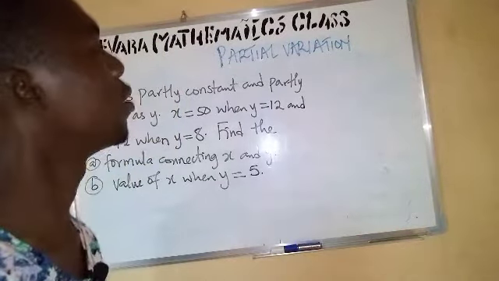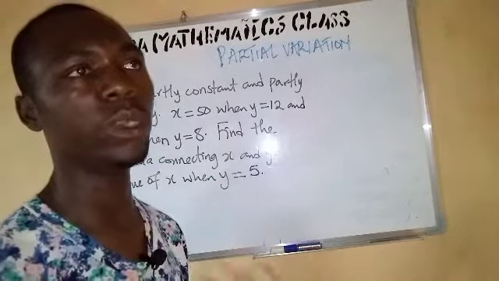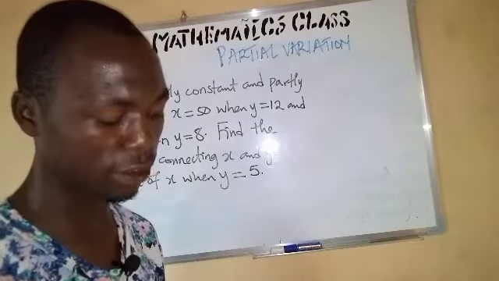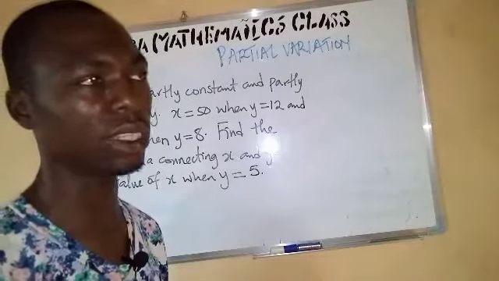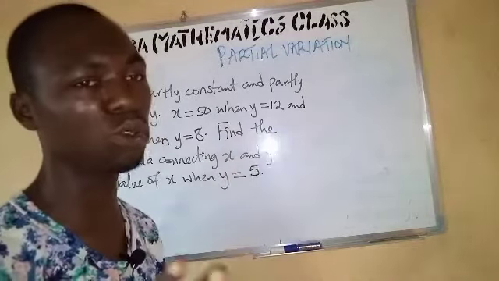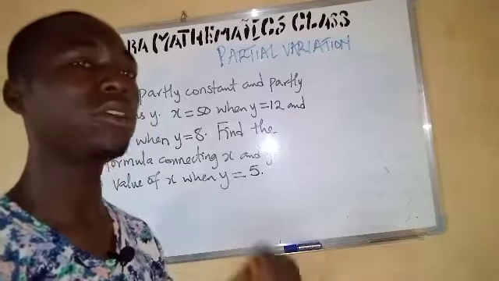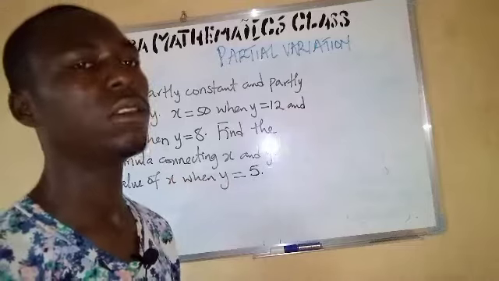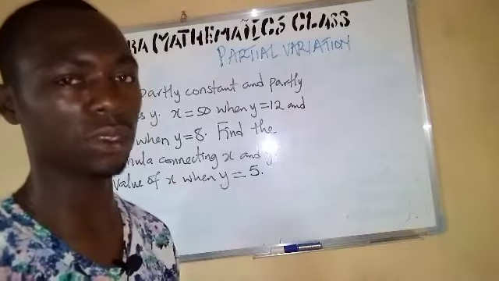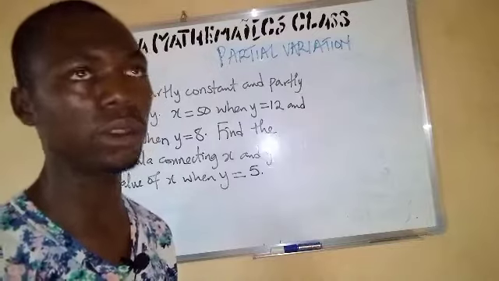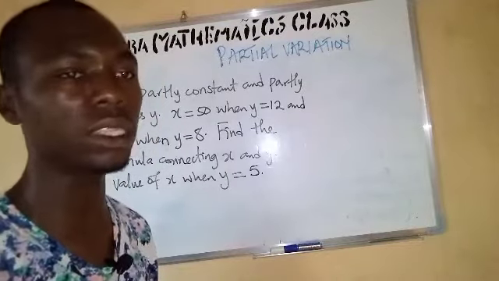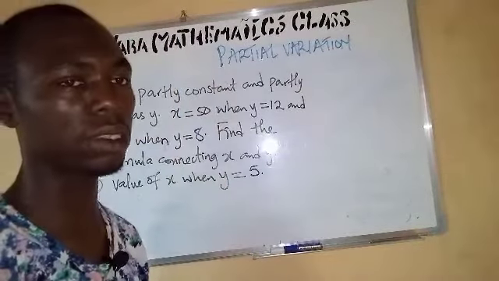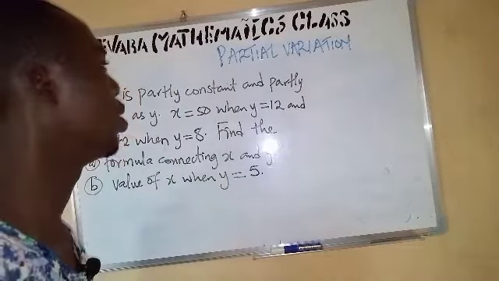So in partial variation, we make use of two constants, unlike in the other three types, direct, inverse and joint, where we use only one constant. And like we usually do in other types, we will be given the values of those two quantities. Those values are for us to get the values of the constants first. Then when we get the values of the constants, we will get the formula connecting the two quantities we are talking about. So after getting the formula, we can start answering questions under the question.